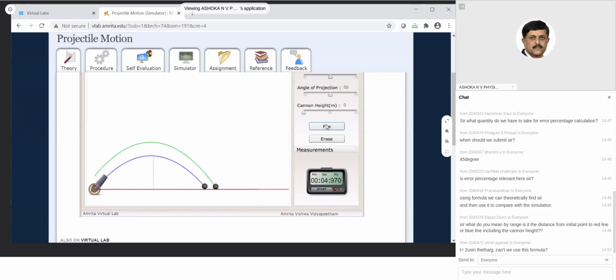So the nozzle velocity may be the velocity on the ground. But now the cannon's nozzle velocity may be the velocity when it is placed on the ground. Maybe that way they would have done the simulation part. Let them perform the experiment and check for different heights. As you increase the cannon height, range is increasing, time is also more. If you decrease to 0, range is also less, time is also less.